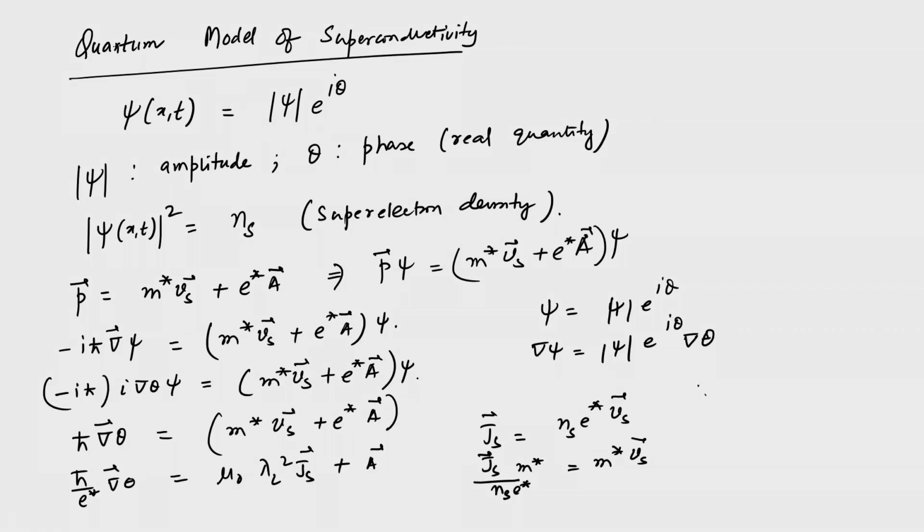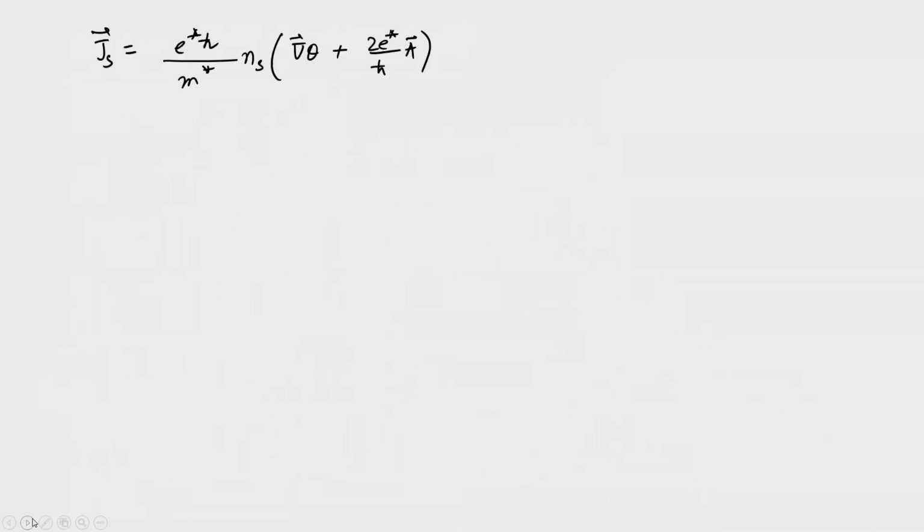So, this is the expression for the current density, or the super current density. Just to remind you, let me also write down lambda L square is equal to m star divided by mu 0 n s E star square. Okay. So, that is the equation that one gets, and so J s becomes equal to this, and of course all these things are very familiar to you. Theta is the phase of the wave function.